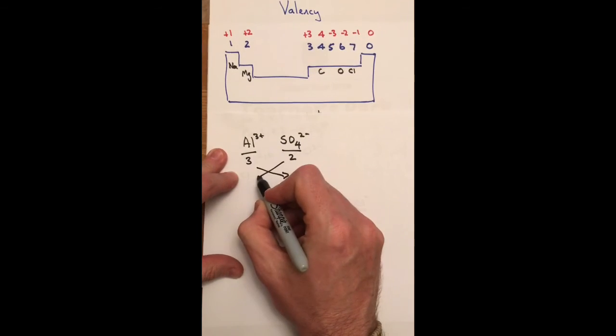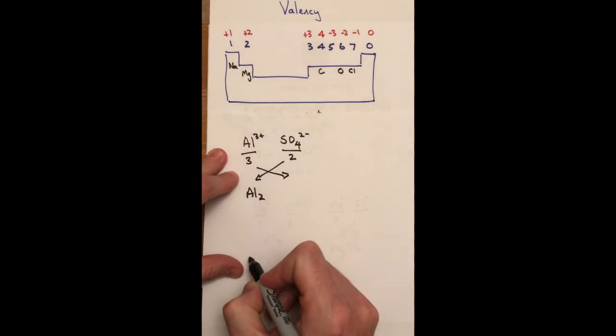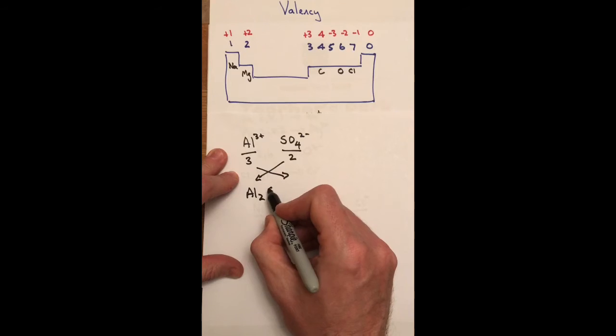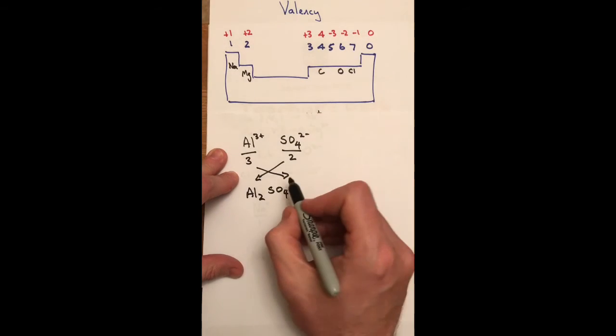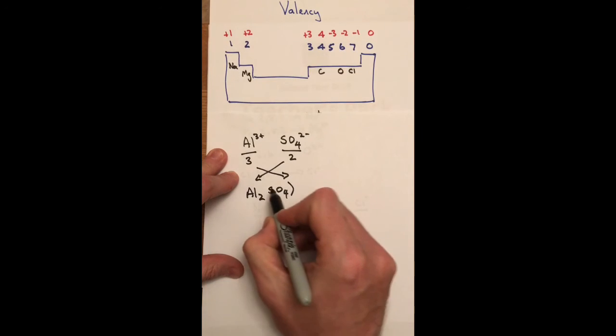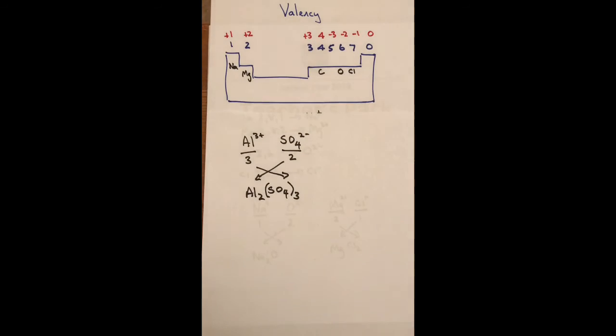Swap them over. Aluminium gets a number 2. We're okay with that. The sulfate is SO4. Now this is going to get a number 3. Remember, if I'm putting a 3 here, I need to put brackets, and there's my number 3. So aluminium sulfate is Al2, brackets SO4, close brackets 3.